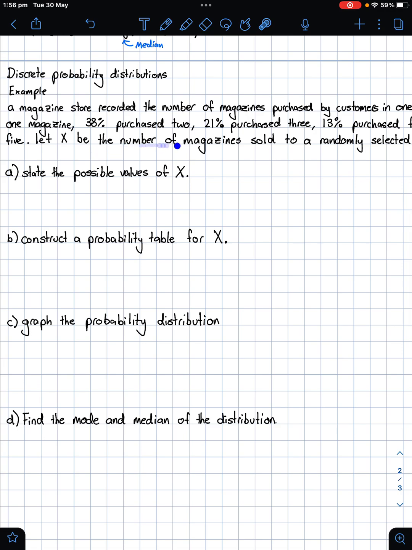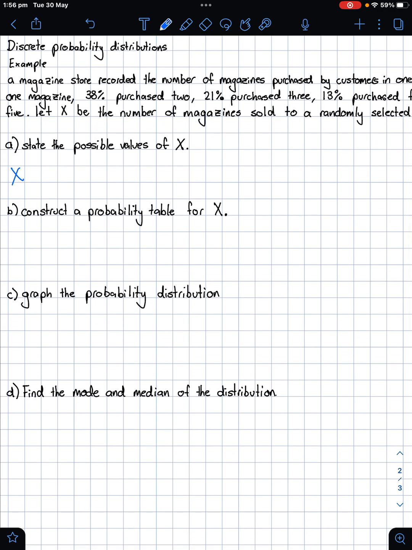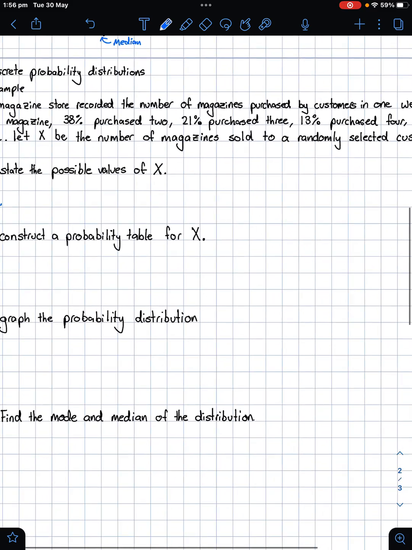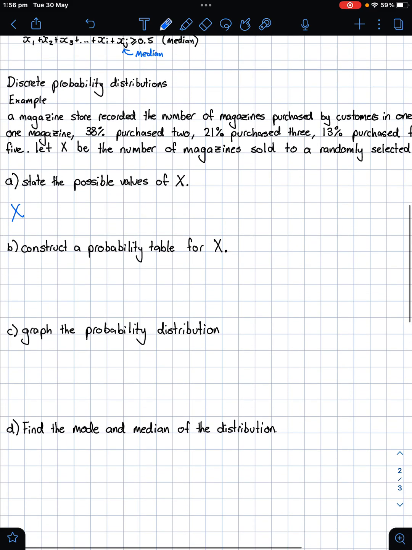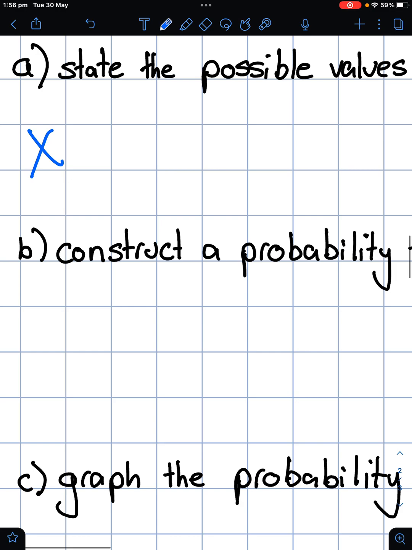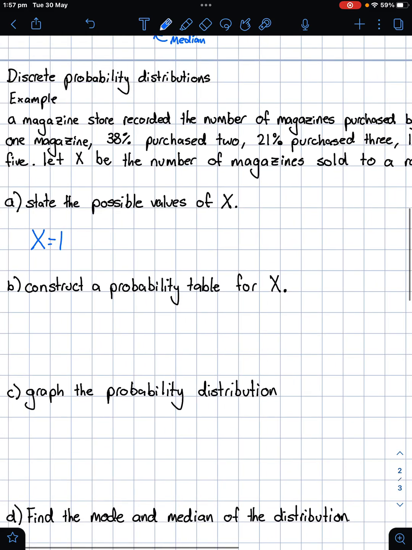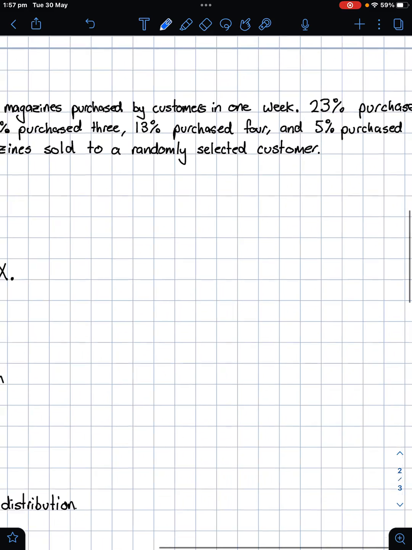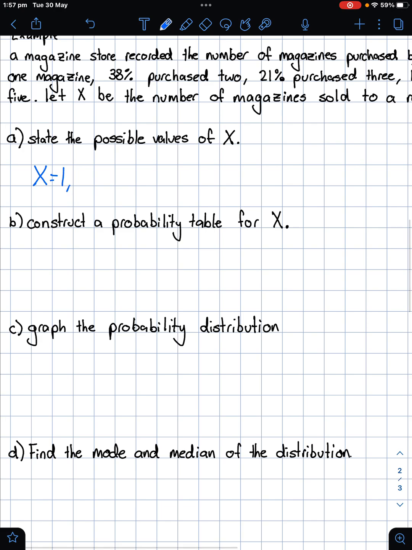So X is the number of magazines sold. If you look at this, the question doesn't give you the chance that no one bought a magazine. So we're looking at X equals 1, because we can buy 1 magazine, then we've got 2, 3, 4, and 5. So 1, 2, 3, 4, 5. These are all in the question here.